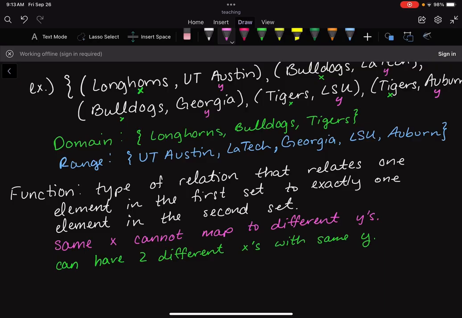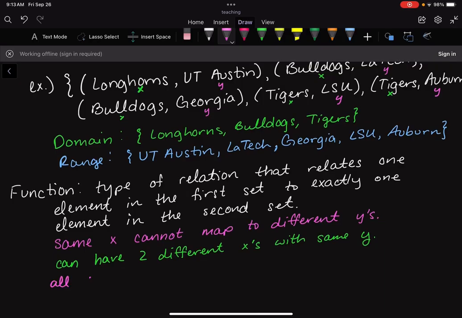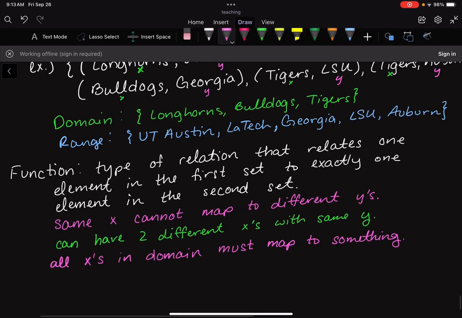Something else about functions is all x's in the domain must map to something. So they have to map to some kind of output. You don't want to have an input value that just has no output associated with it. So in a function, all the x's in the domain are used, and then also no x has two different y's.